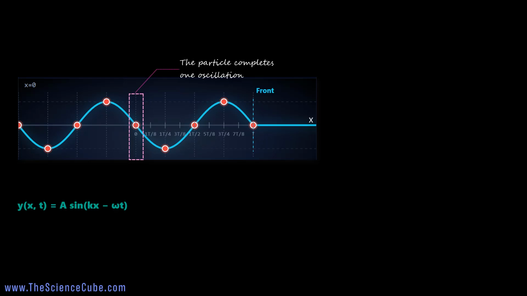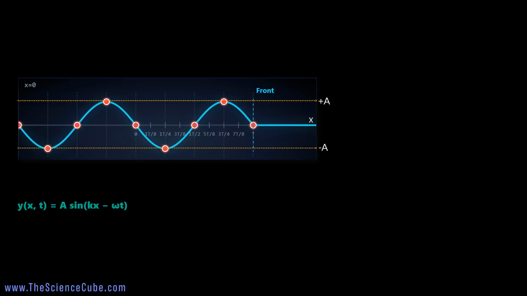Now let us define the specific terms in our equation. First, we have the amplitude, denoted as A. And we know that the amplitude of a wave is the magnitude of the maximum displacement of the particle from its equilibrium position as the wave passes through it.